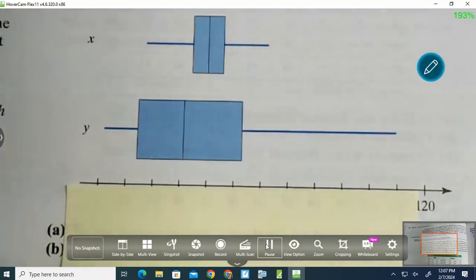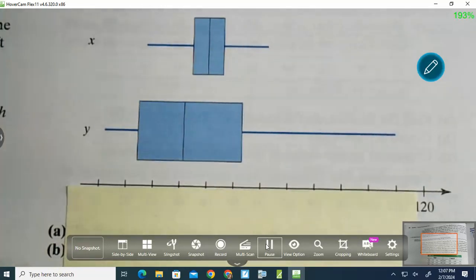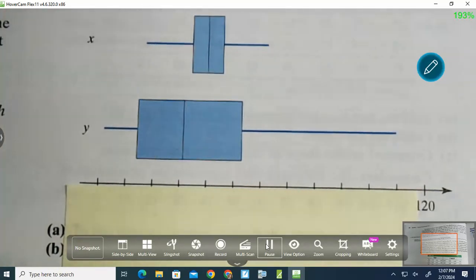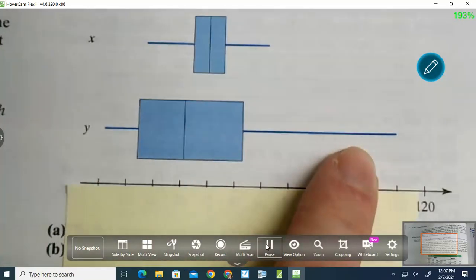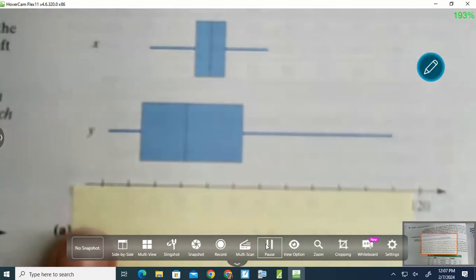What about the second one? Is it skewed left, skewed right, or bell-shaped? Skewed right. Why do you say that? Yeah, we have a longer tail going to the right. So you guys can tell if it's skewed from this?